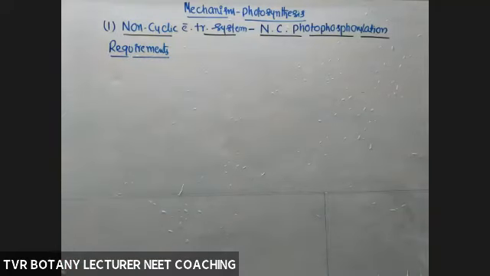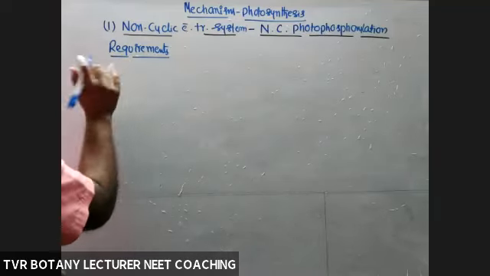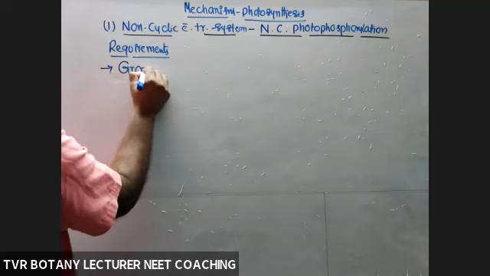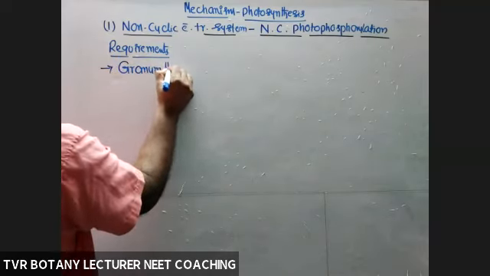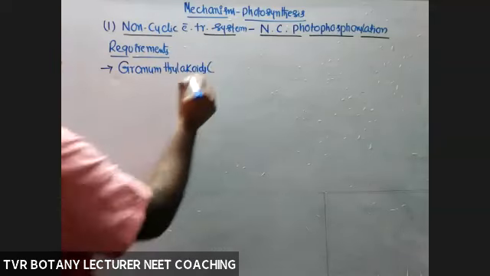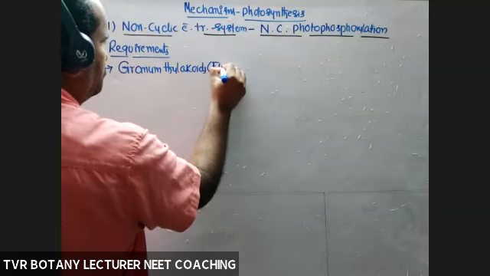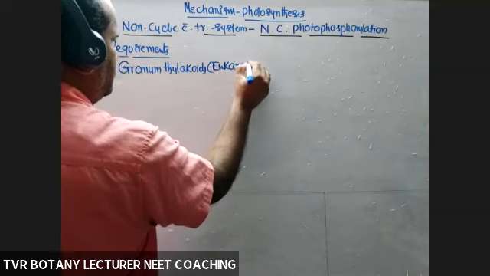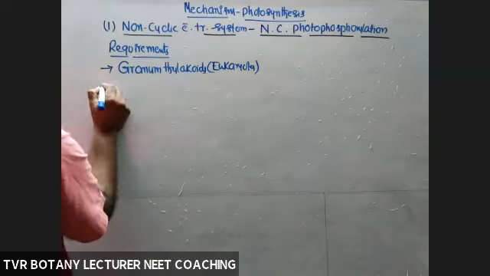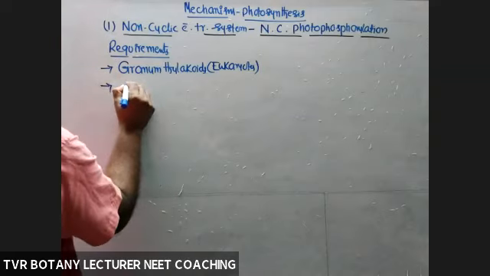In the case of higher plants, particularly in higher plants, one, granum thylakoids. In the case of eukaryotes, you can take eukaryotes, granum thylakoids. Inside the granum thylakoids, what are the electron carriers required? And what are the chemicals required? For the non-cyclic electron transport system, first one, water is required.